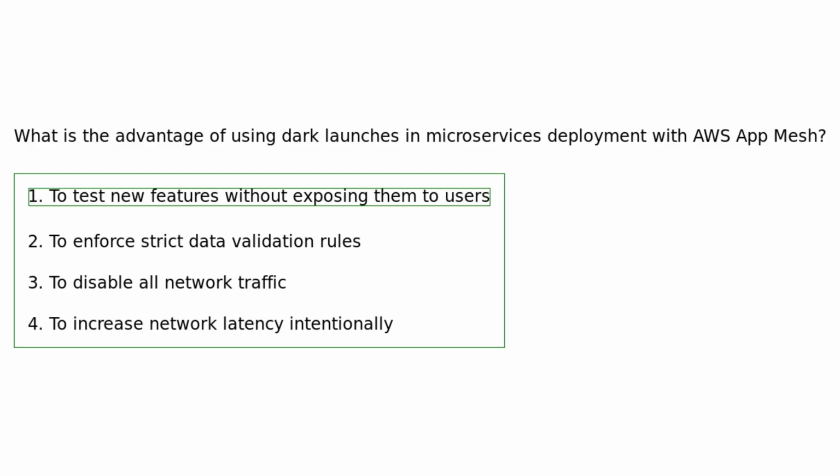Dark launches in microservices deployment with AWS App Mesh allow testing new features without exposing them to users, ensuring smooth transitions and minimizing impact on users.